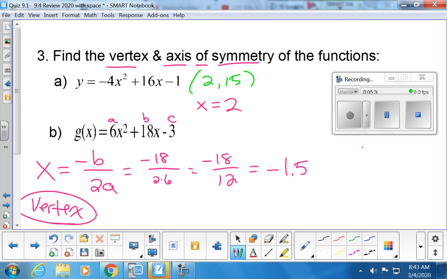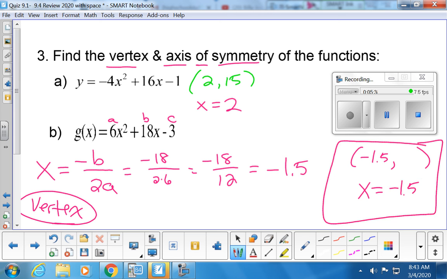Now, what that just got us is the first half of the vertex, which means that also got us the axis of symmetry. However, I really need your thinking brains. If you know an x value and you need a y value, what could you do? If you have an x and you need a y, you're just going to plug in that x value for x, and then you're going to solve for y.